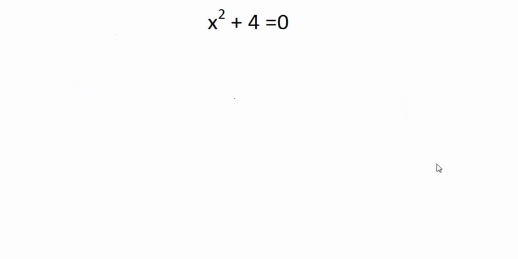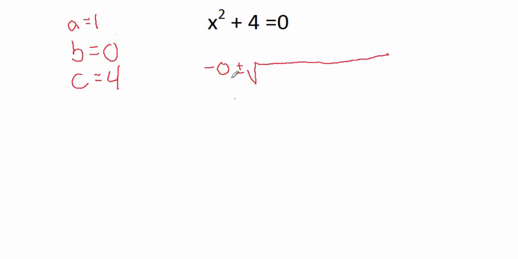X squared plus 4 is equal to 0. We learned last lesson that we can use the quadratic formula to solve any equation. So we can use it to solve this one too. Since there's no middle term here, we'll say that A is equal to 1. There's no middle term, so B is equal to 0. There's 0 x's there. And C is equal to 4. It's going to make it pretty easy on us actually. So my formula goes negative b, so negative 0, plus or minus the square root of b squared, 0 squared, minus 4 times a times c, all over 2 times a, so 2 times 1.